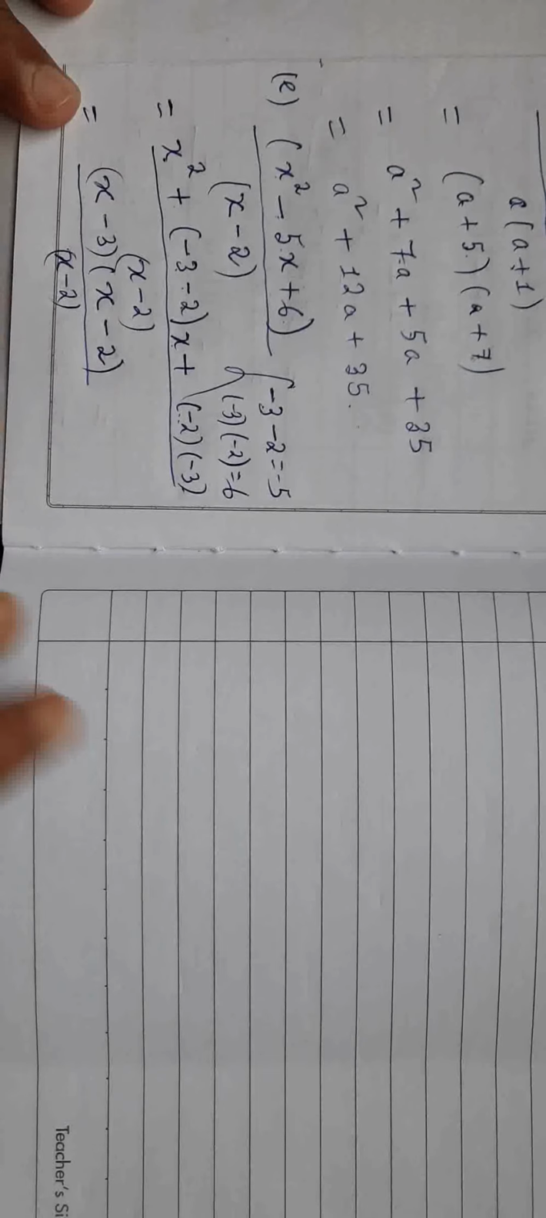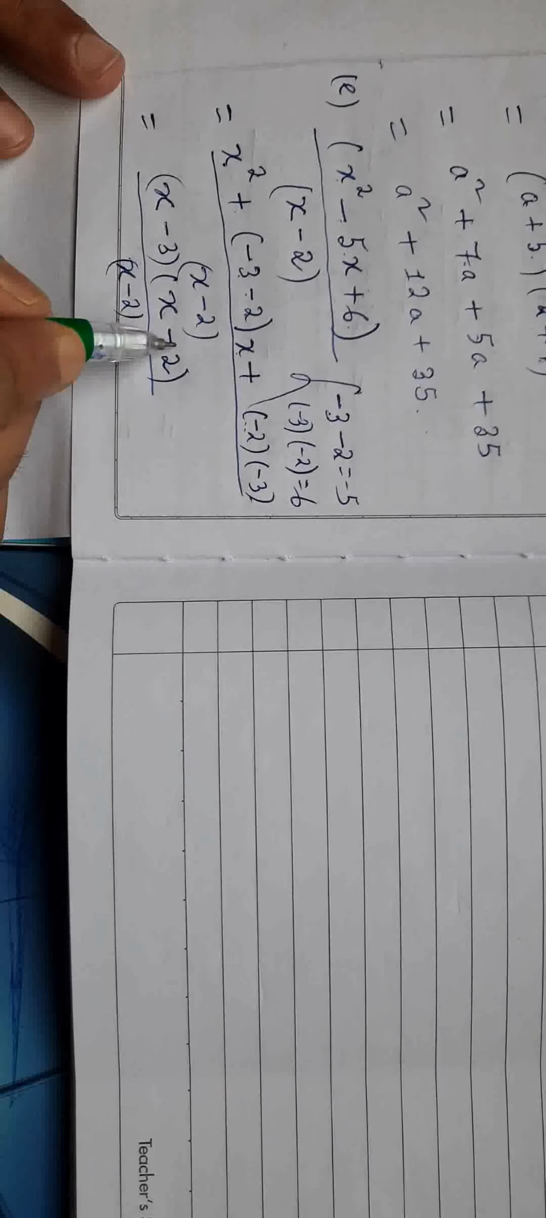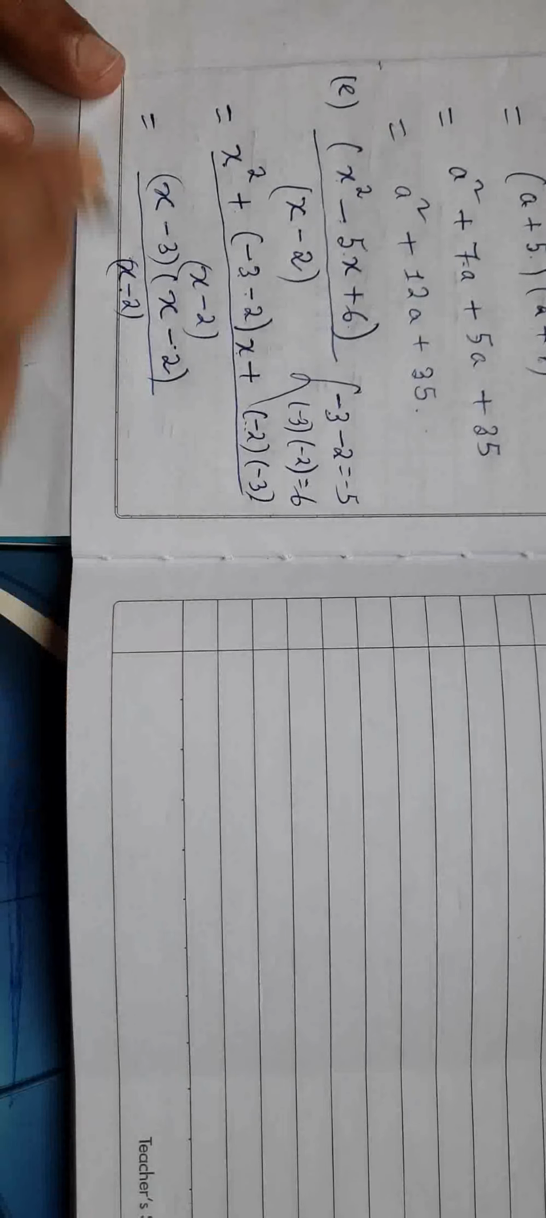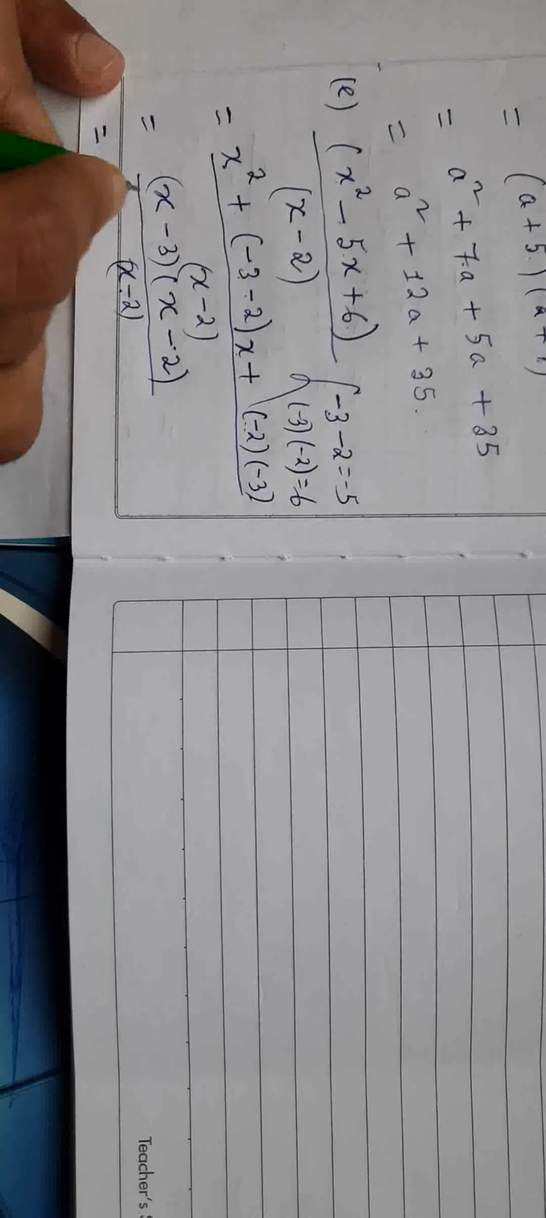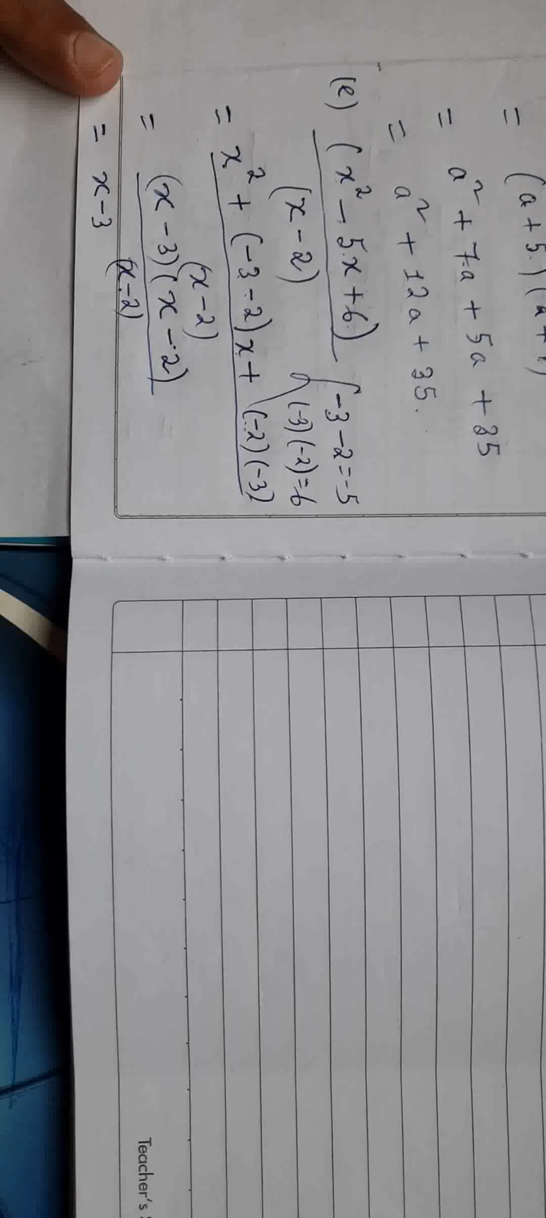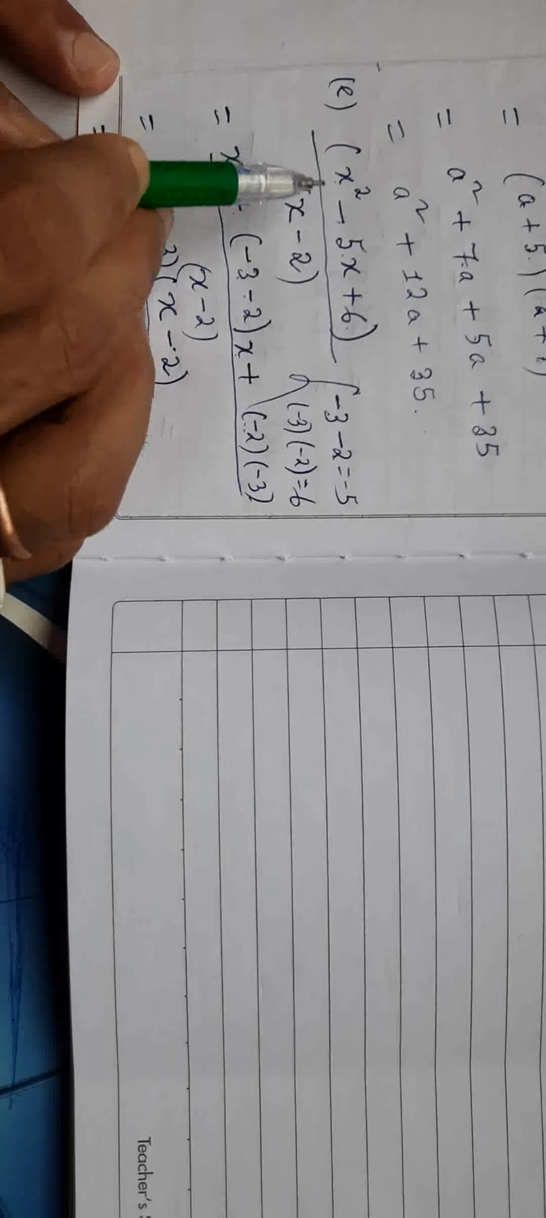Divided by x minus 2. Okay. So this x minus 2 and this x minus 2 will cancel each other, therefore our answer would be only x minus 3. Let us see this one more time.